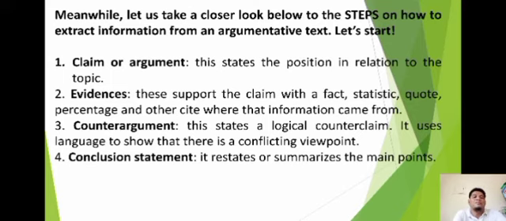And then next, counter-argument. This states a logical counterclaim. It uses language to show that there is a conflicting viewpoint. So, yung counter-argument, hahanapin mo ito sa pamamagitan ng pagtingin kung ano yung conflicting view, yung counterclaim. So, ano yung claim? Ano yung counterclaim? So, pag nahanap mo yung counterclaim, yun na yung counter-argument. Ito ay viewpoint na nakakontra doon sa claim.